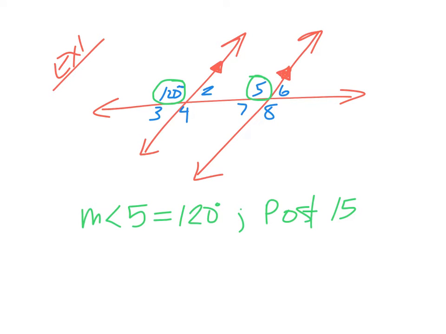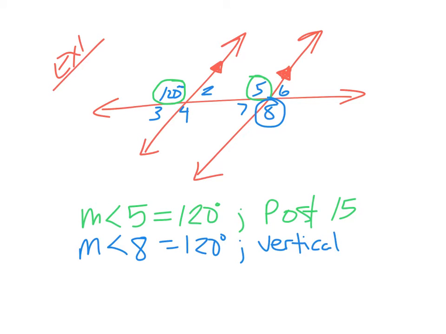Okay, what's another one? 8. Why 8? Alternate exterior angles theorem. We haven't gone over that theorem yet, so think of another theorem. Vertical angles. Very good, Gabe. Measure of angle 8 is a vertical angle to 5, right? Vertical angles theorem.